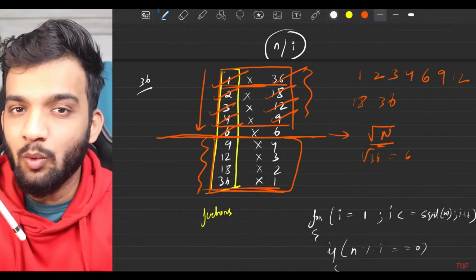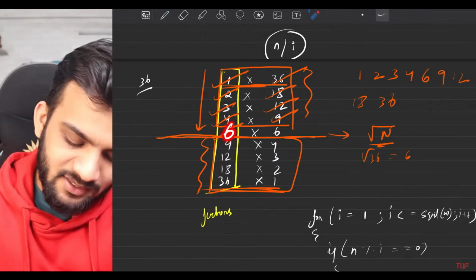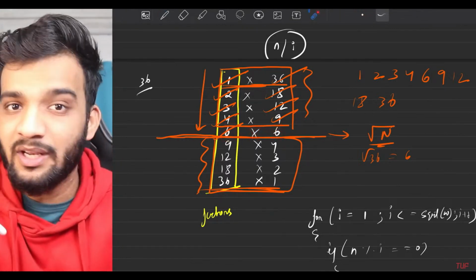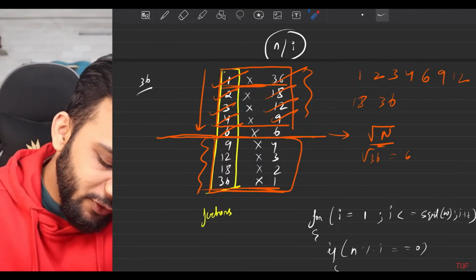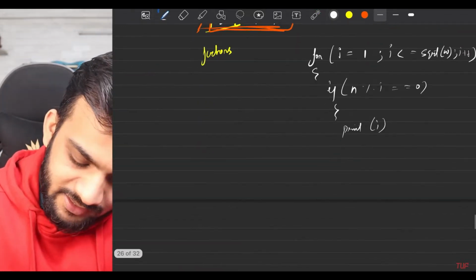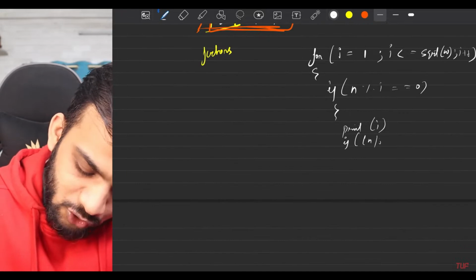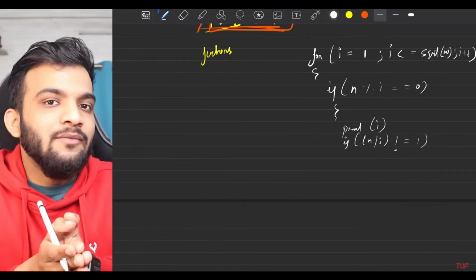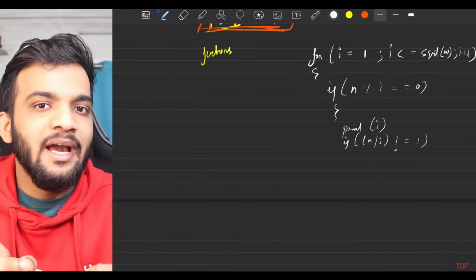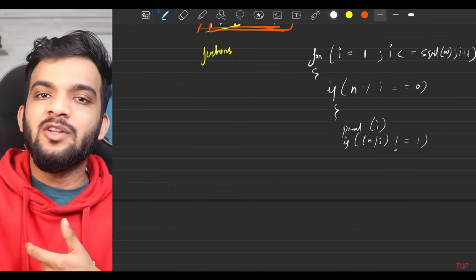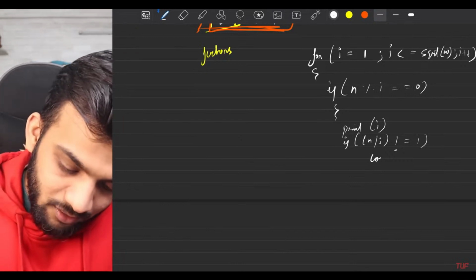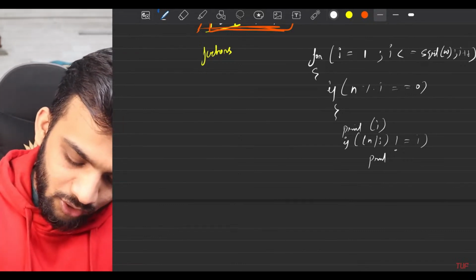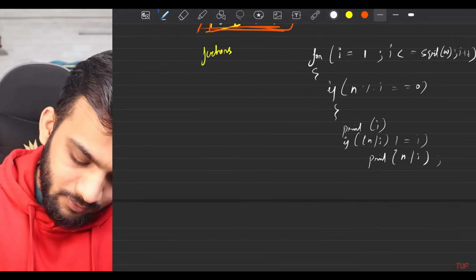But we need to be careful. What is the careful observation? If it is 6, the other factor might be 6. So they are not two different factors. If you're taking the second factor as n by i, just make sure that n by i is not equal to i, because the second factor might turn out to be the same factor. It's very important. The n by i, which is the second factor, must be compared with i. And if they're not the same, you can print that. That's your other factor. That's it.